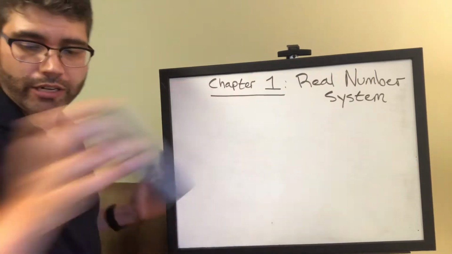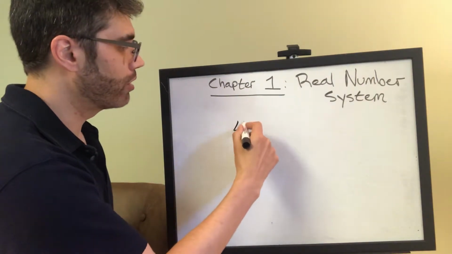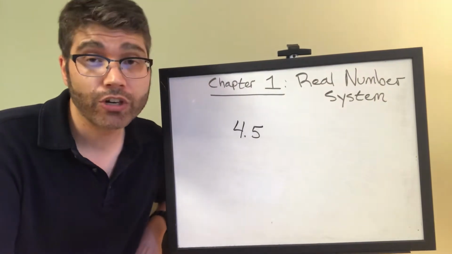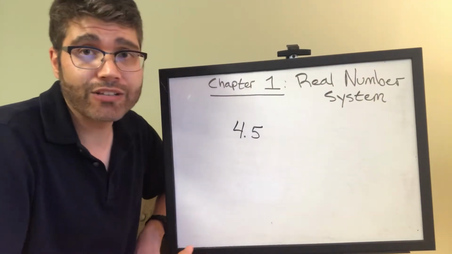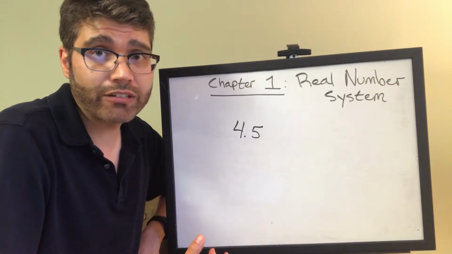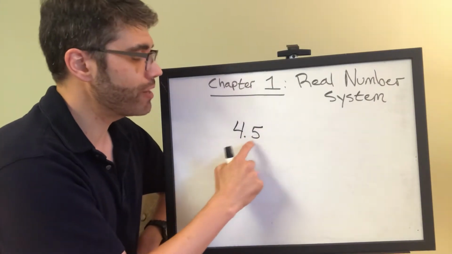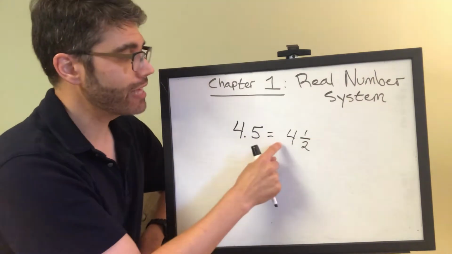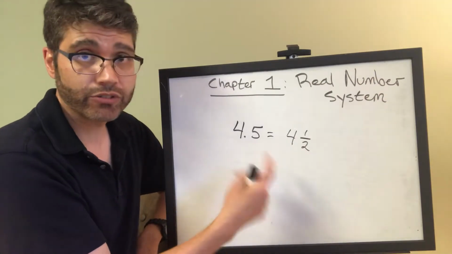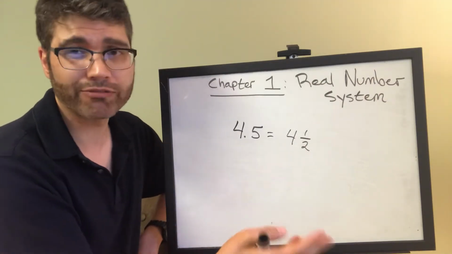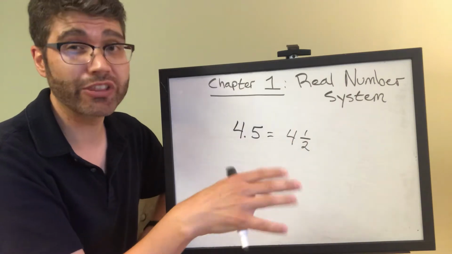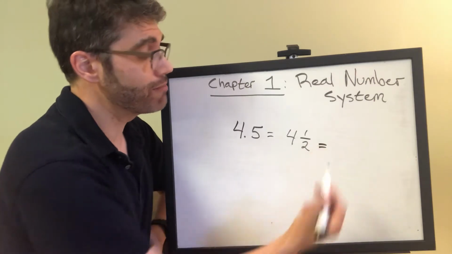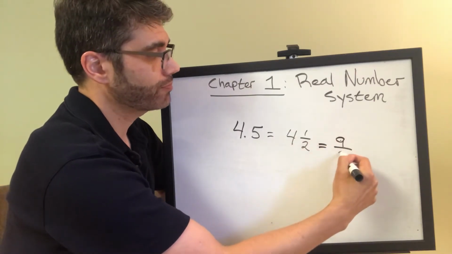So how about another one? How about, let's say, 4.5? Is 4.5 a rational number? Could it be rewritten as a ratio or as a fraction? Yes, it could be. And you see that 4.5 we can convert to an improper fraction. An improper fraction is a fraction where the numerator is bigger than the denominator. So when we convert this into an improper fraction, it would be 9/2.